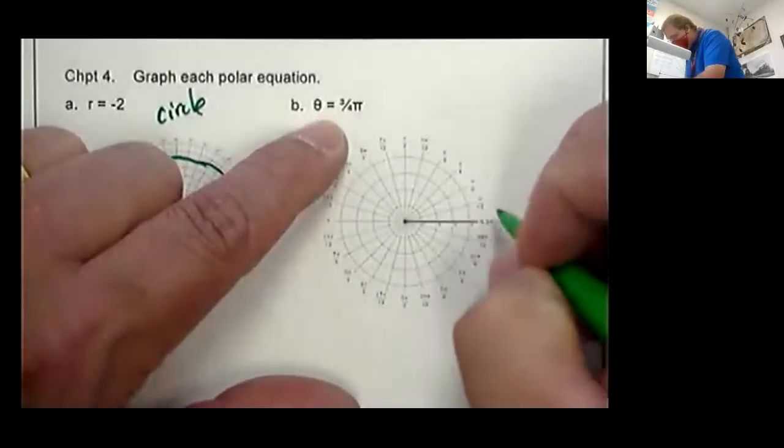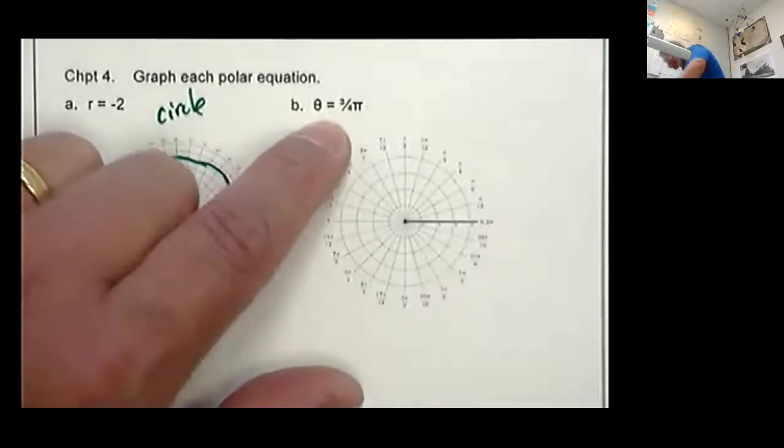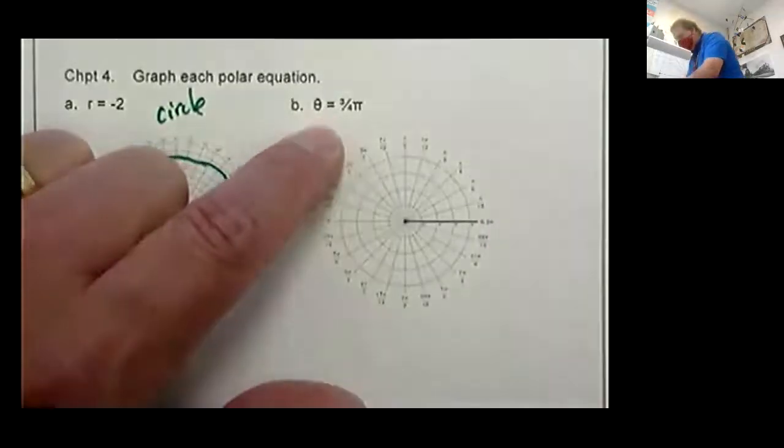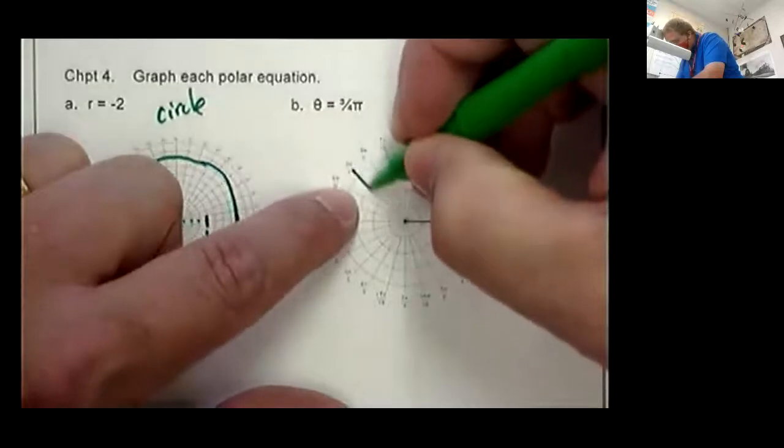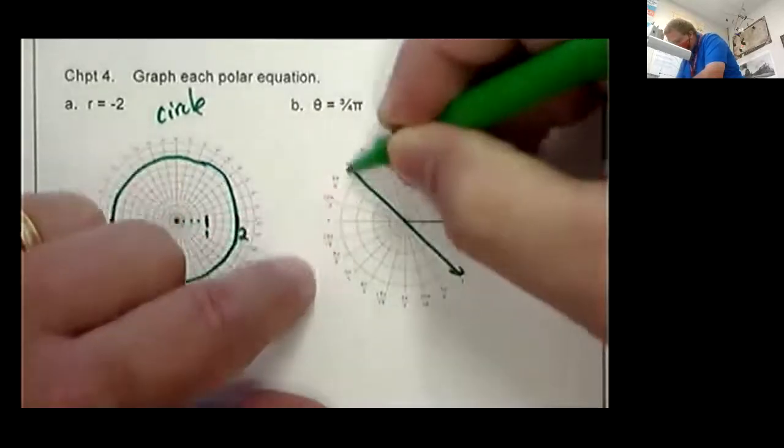3/4 pi is, again, right here. That's going to be our line.